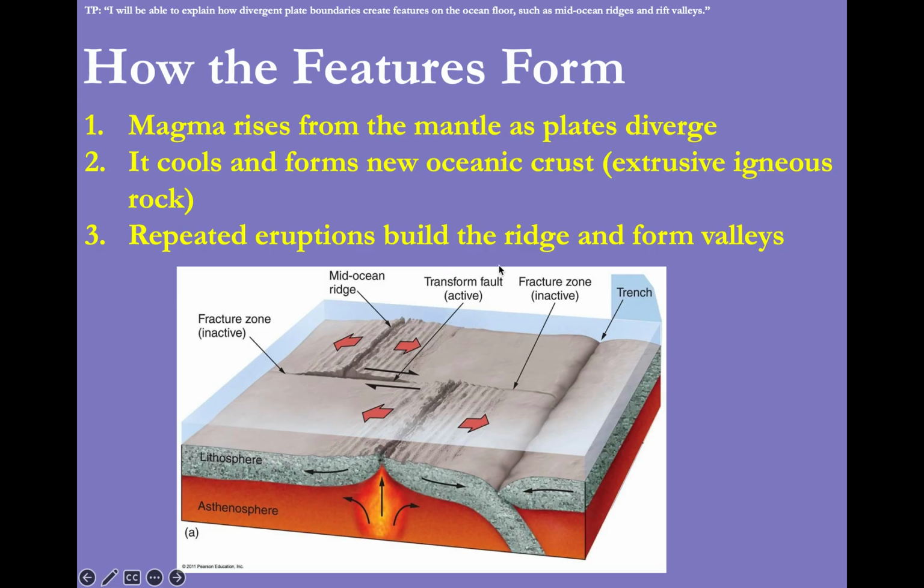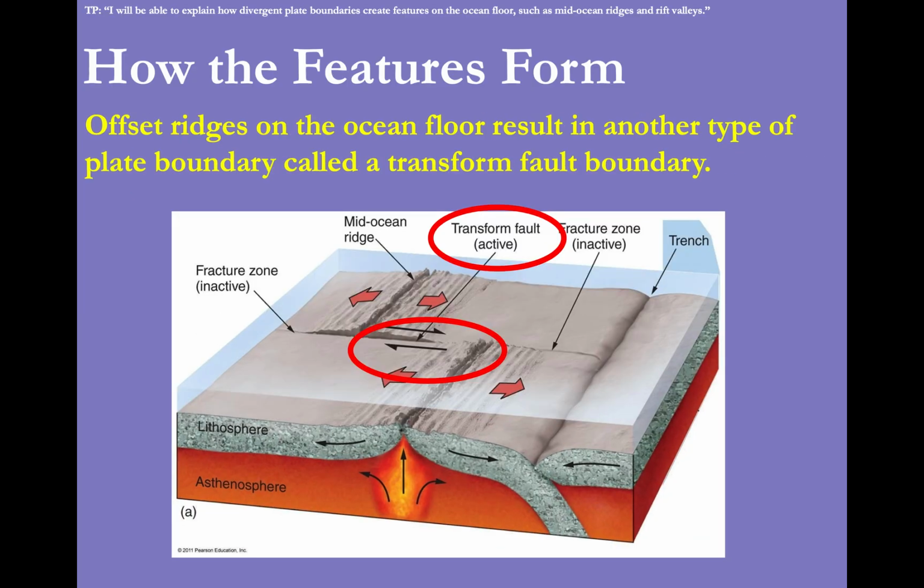So we have a whole bunch of these all over the place on page 12. Those are your offset mid-ocean ridges. Offset ridges on the ocean floor result in another type of plate boundary called a transform fault boundary.